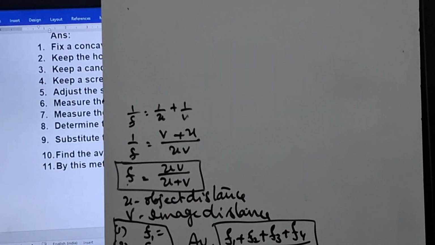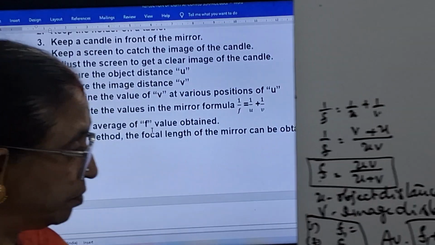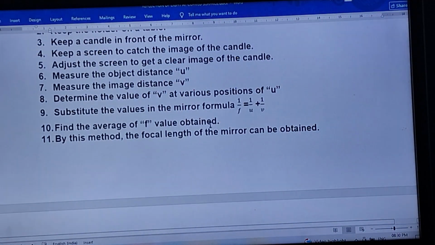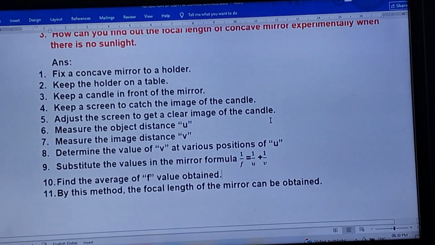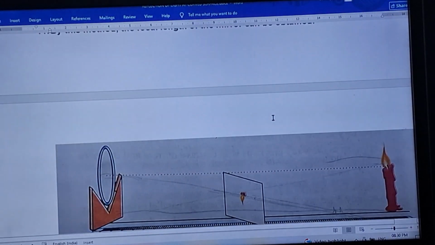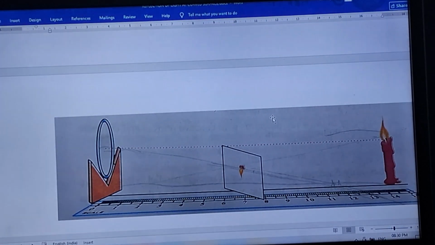That point also should be written in the examination so that the examiner will have a very good opinion about you, that you know perfectly well how the experiments have to be conducted. So find the average of the F values obtained. By this method, the focal length of the mirror can be obtained. So you have to write these points and you should draw this diagram, children. This diagram is very important. Draw this diagram and write those points. This is for 4 marks.